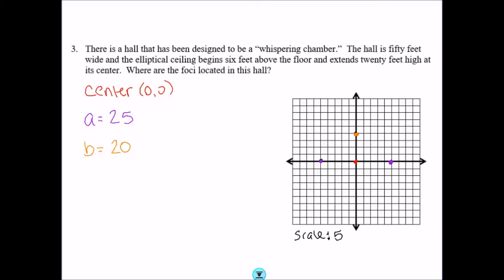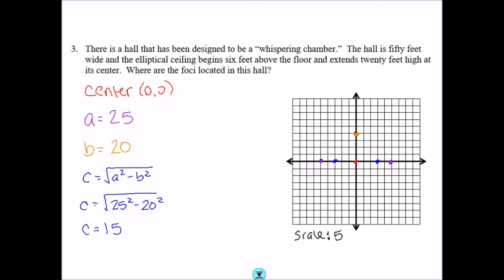To find the foci, we need to know what c is. So c is the square root of a squared minus b squared. So we have the square root of 25 squared minus 20 squared. So we get that c is 15. That means that our foci would be here and here.